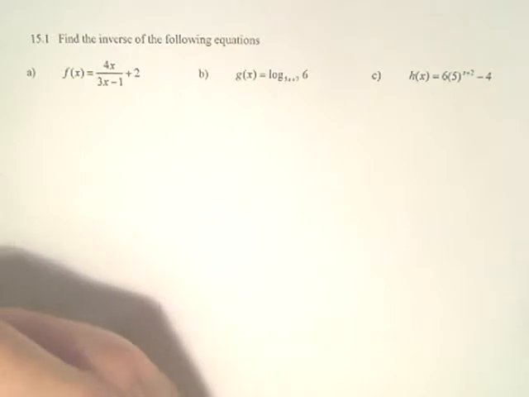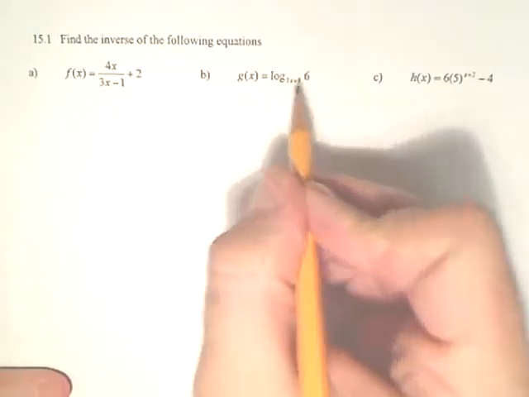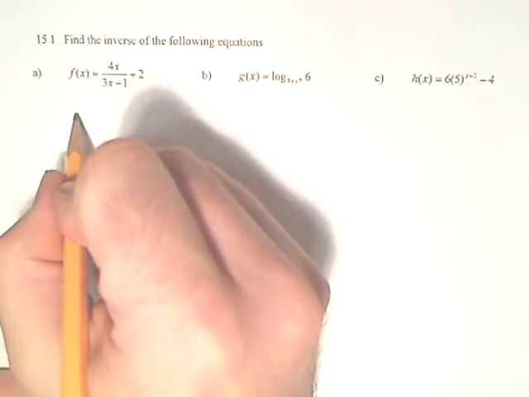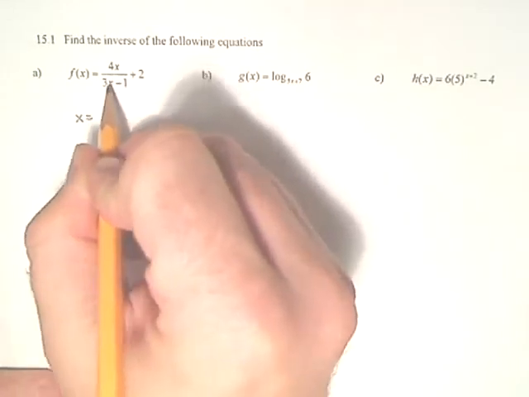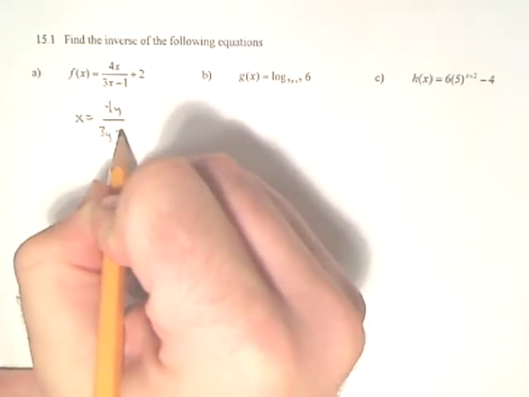Okay, finding inverses has two steps that are common for all problems. First thing you do is you switch x and y. So f of x and g of x and h of x are fancy ways of saying y. So we switch places. X would go first, and then for these two x's, you should write y's.